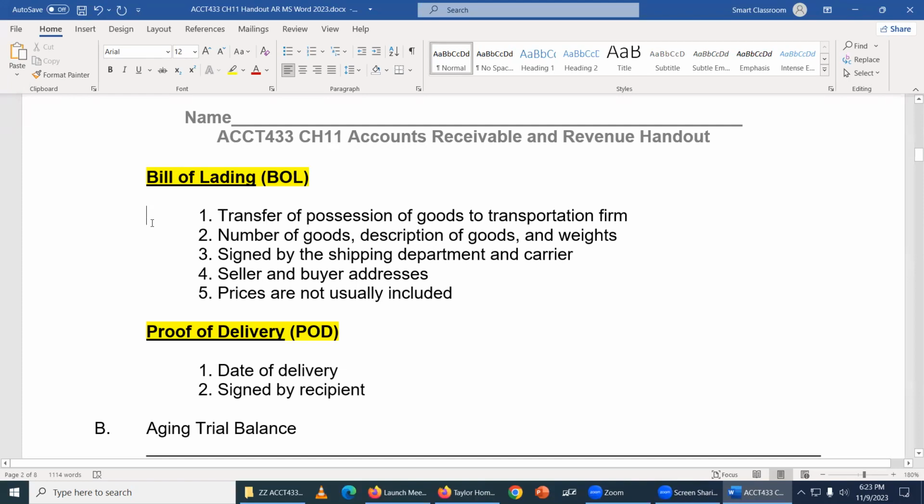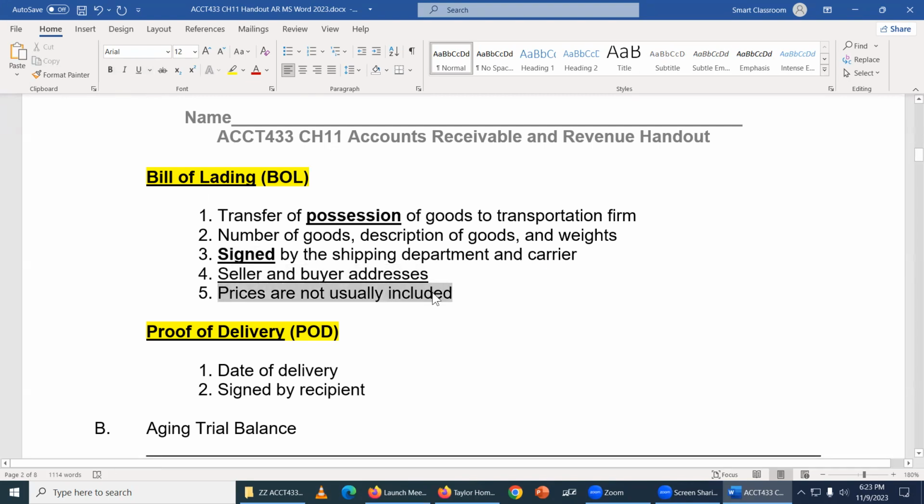So the bill of lading is a contract. These have been around for thousands of years. It's a transfer of possession of goods to a transportation firm. It has the number of goods, description of the goods, and the weights. Signed by both. Seller and buyer addresses, and the prices are not usually included.